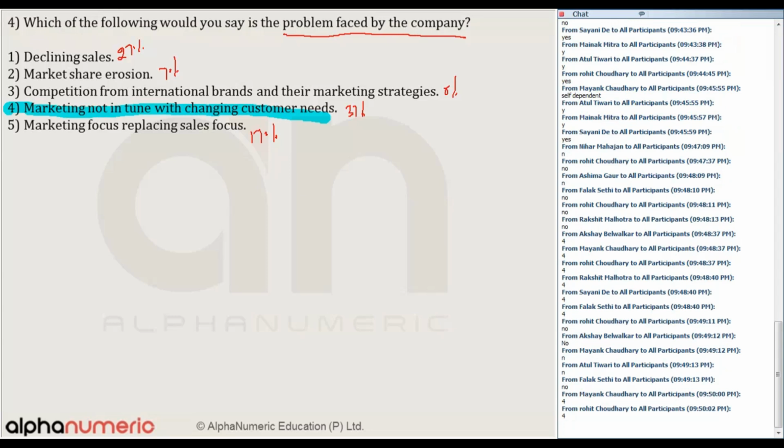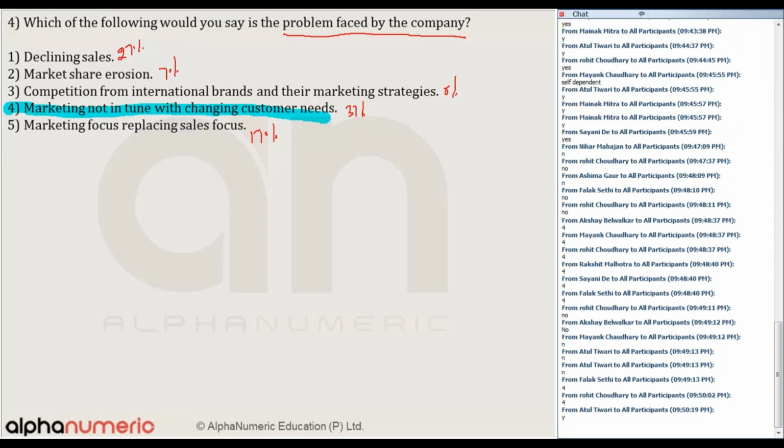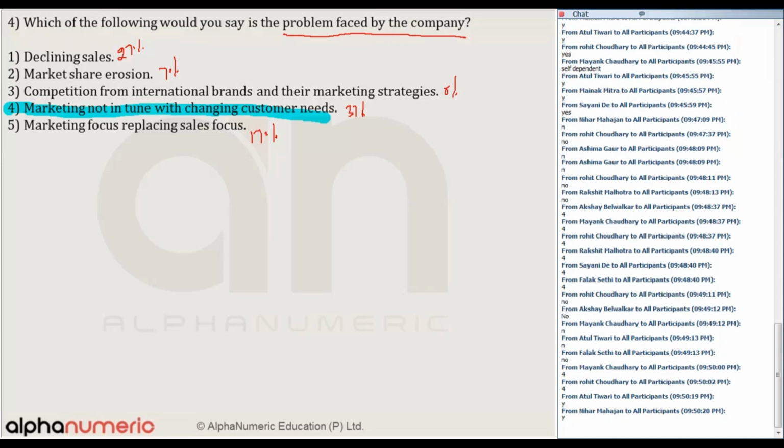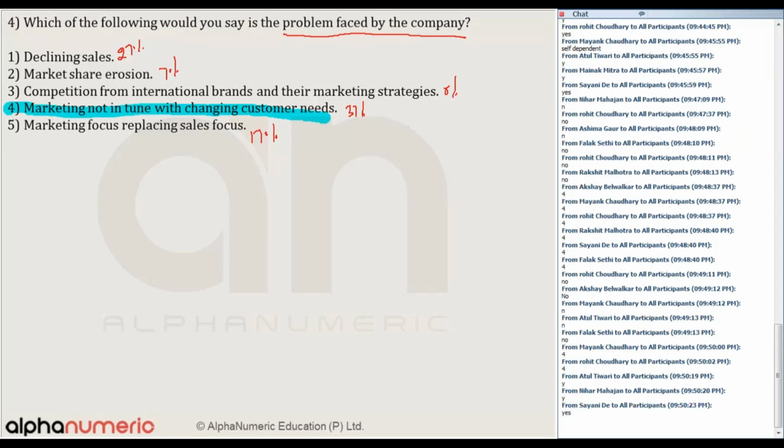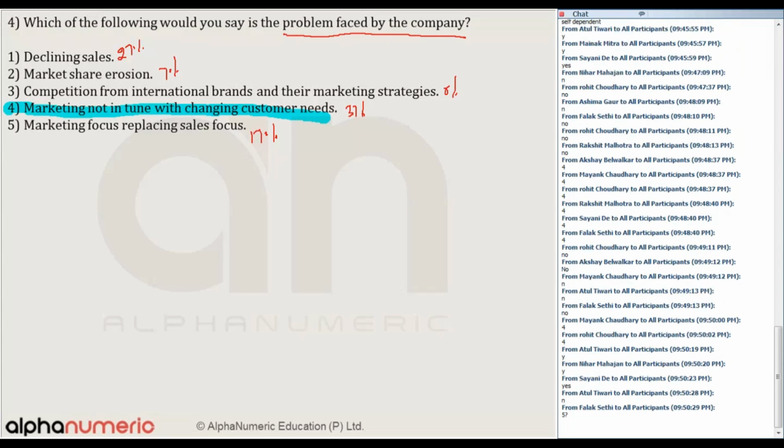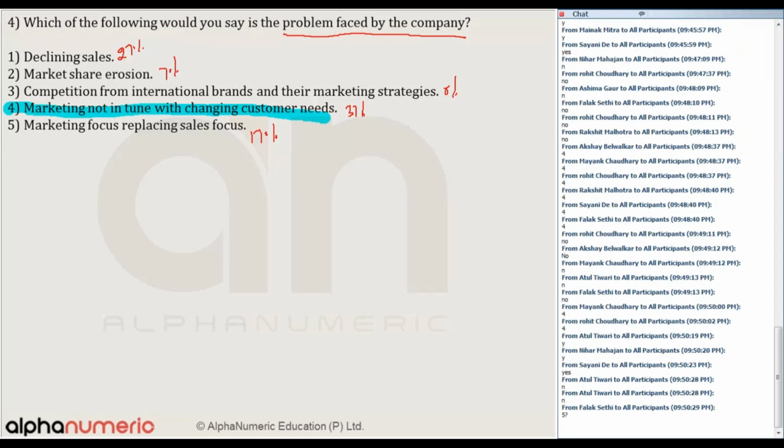Is that clear to all of you? Okay. Any doubts to anyone? Okay, marketing focus replaces sales focus.